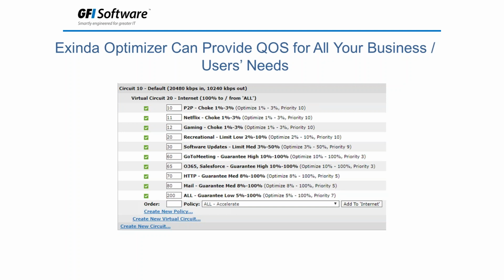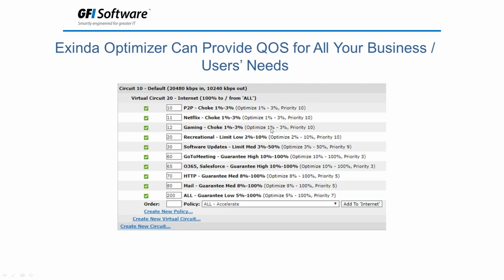And within there, we have a list of rules. And for anyone who's ever worked with a router or worked with a firewall, it's very similar to an access list in the sense that you stay pretty specific at the top, and as you move down, you get general. So as you see at the bottom, we have a policy for all traffic. And then at the top, we have some P2P, Netflix, gaming, recreational, software updates, what have you.